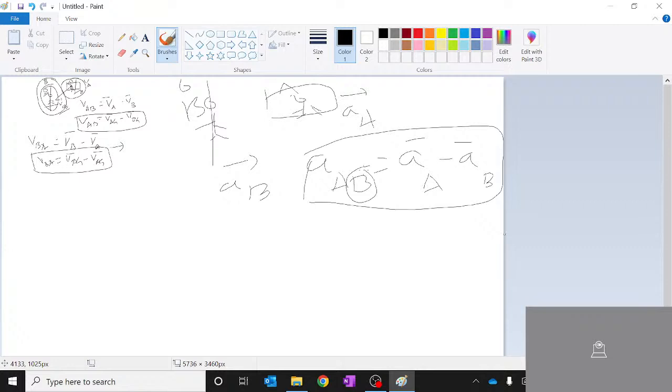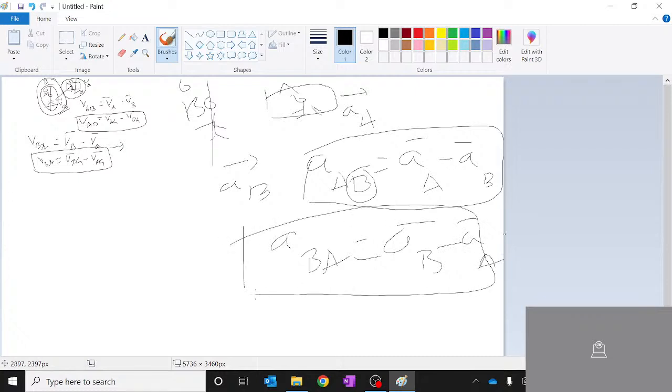Similarly, if I reverse this, if my observer or frame of reference is A, then it becomes acceleration of B with respect to A. So I'll find acceleration of B minus acceleration of A. Clear? Understood? It's a very simple formula.